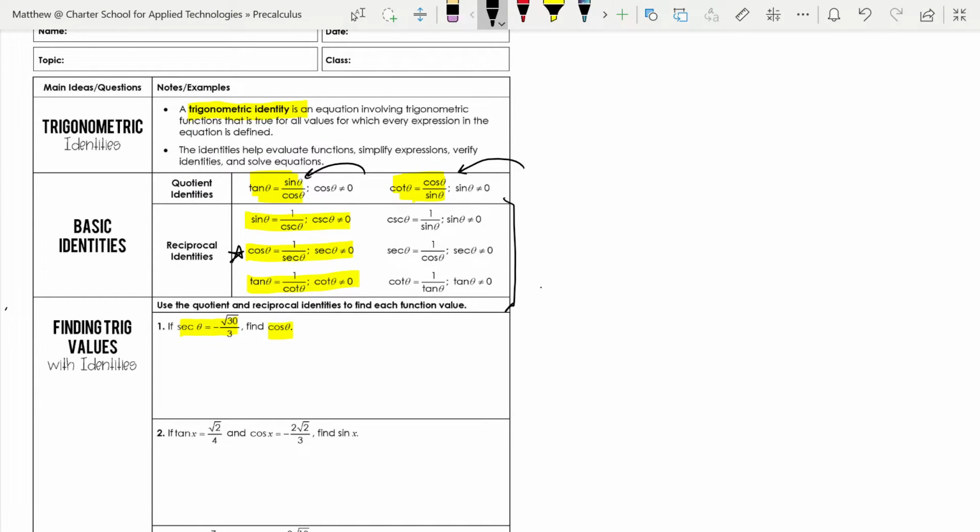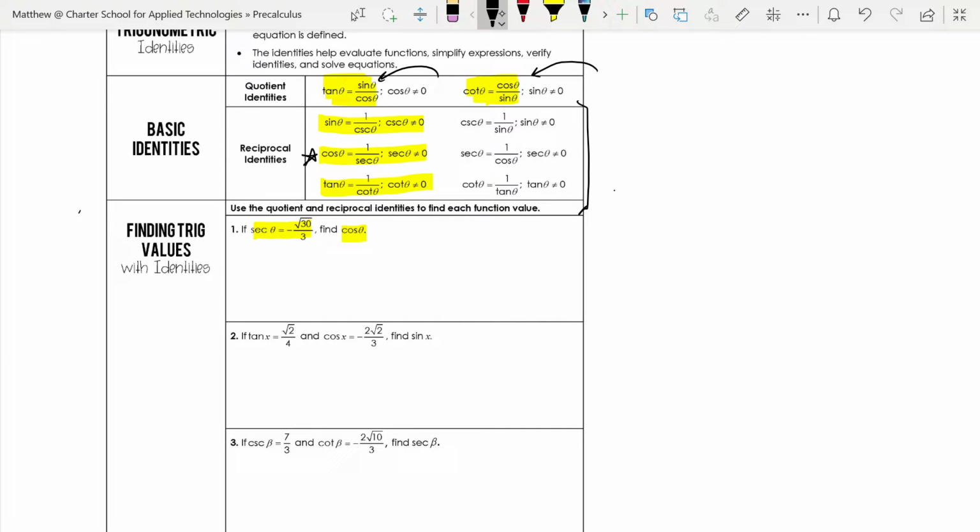So in order to solve this, and pardon this wobbling around here, I'm getting used to this thing. We know that the cosine of theta is 1 over secant of theta, which means that all we have to do is flip secant of theta in order to solve this. So negative 3 over square root of 30. Now, we know we can't leave a square root in the denominator, so let's rationalize that, and then we'll simplify it at the end. So negative 3 square root of 30 over 30, which reduces to negative square root of 30 over 10. So that is the cosine of theta.